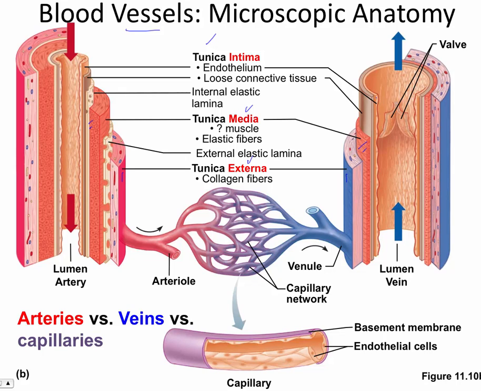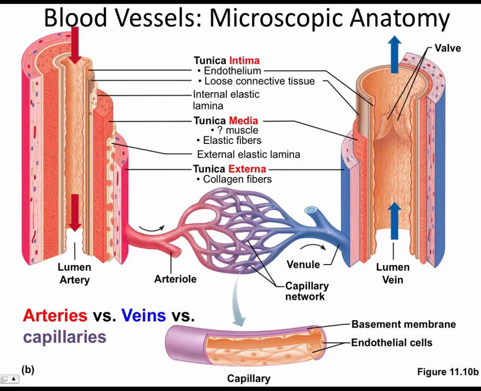So let's first start off here with the tunica externa. This is the outermost layer, composed of collagen fibers. The next layer we have is the tunica media, and this is composed of what type of muscle? Smooth muscle, because we can't control it and it's not found in our heart, so that eliminates the other 2 types of muscles. We also have elastic fibers here within the tunica media. One thing you want to know about this tunica media is that the tunica media of the arteries is going to be thicker than the tunica media of the veins. So you want to make that note.